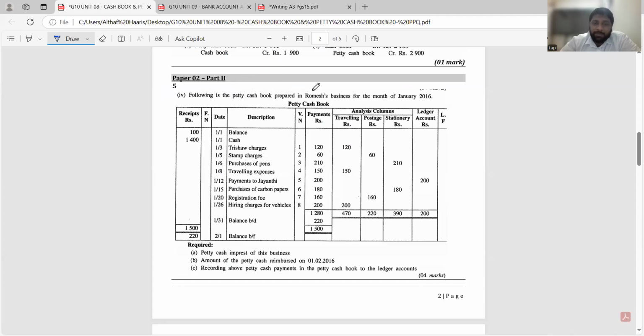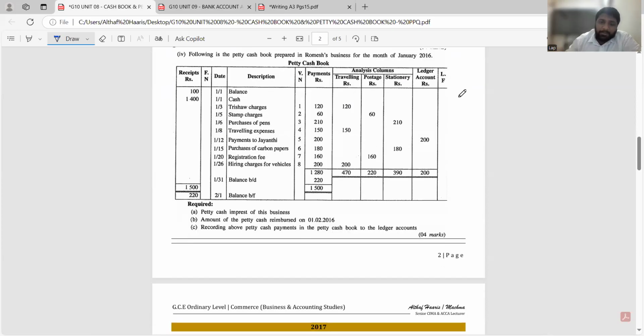Following is the petty cash book prepared in Ramesh business for the month of January 2016. First one, they're asking the petty cash imprest of this business. It is very clear. Beginning of January, we had 100. The main cashier has given 1400. Why has he given that 1400? To take it to the imprest level. Then our imprest is 1500. Petty cash imprest is 1500.